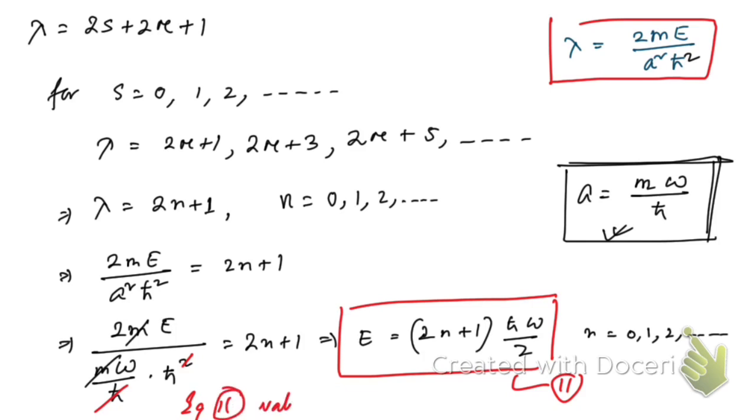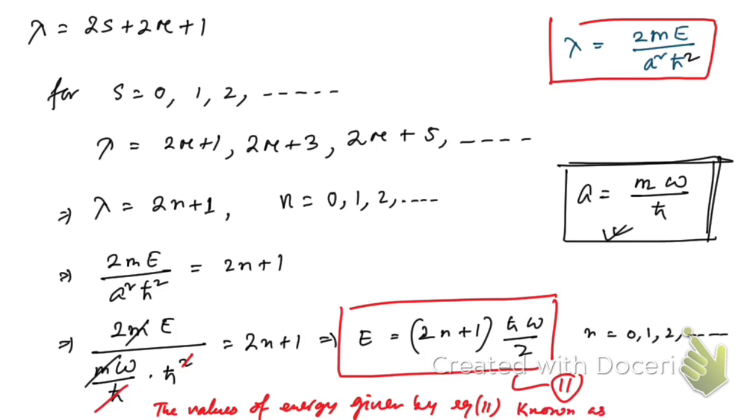The values of energy given by equation number 11 are known as energy eigenvalues. So hope you have understood this.